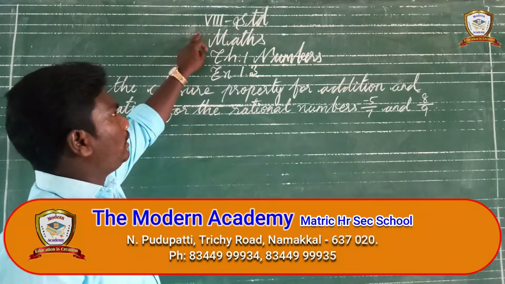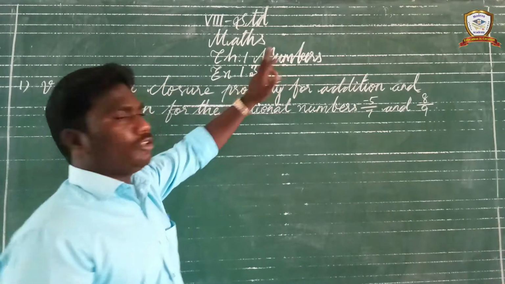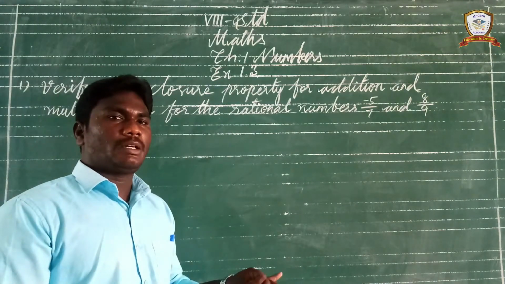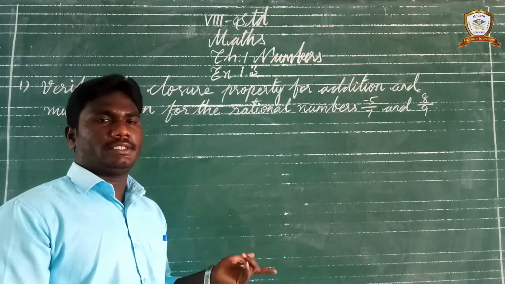This is 8th standard, chapter 1, numbers. Okay, from before classes, we can learn about properties of integers and the properties of rational numbers. Okay, are you clear on the definitions?